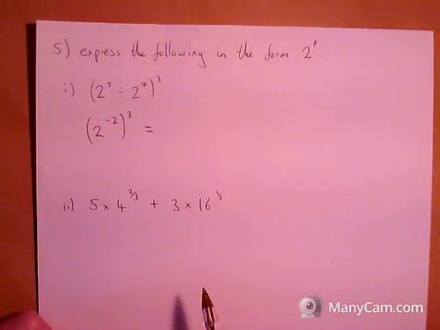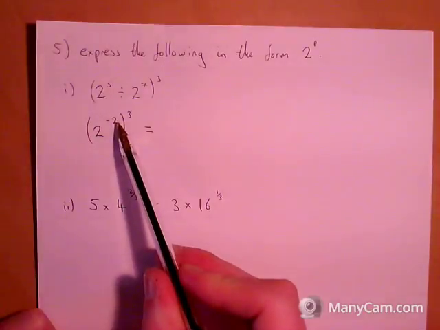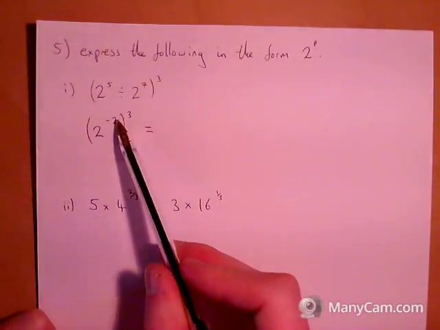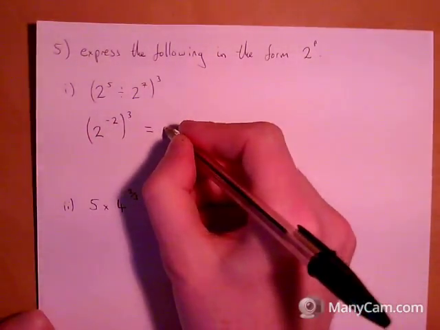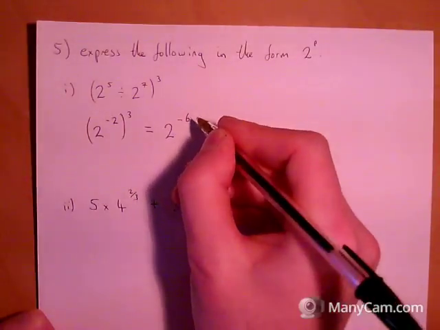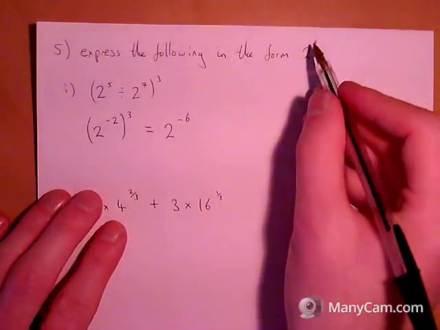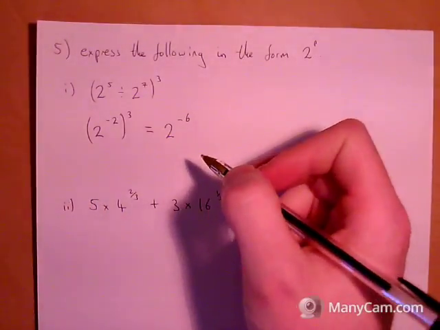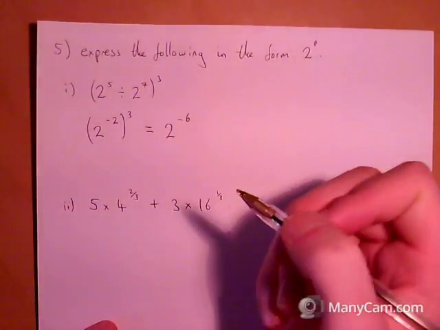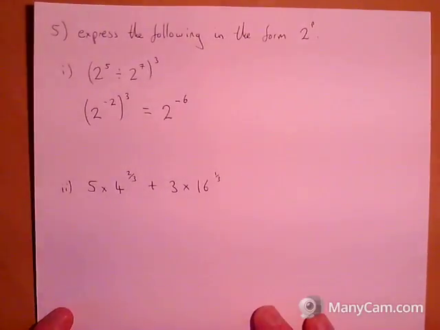The next indices rule they're trying to test you on is when there's a power to the power of something, we have to multiply those powers, so we end up with 2 to the power of minus 6. You can just leave your answer like that, you don't have to tell them what p equals. If you put 2 to the power of minus 6, then they know what you're meaning p to be.